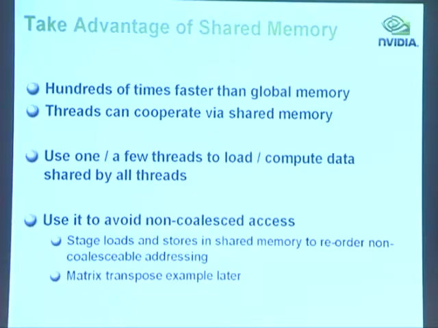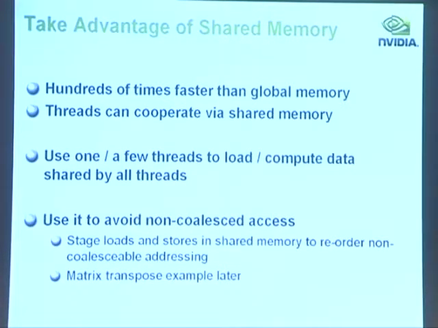There are a couple of times this will come up. You'll see one example in the transpose optimization example later. Sometimes you can use one or a few threads to load or compute data that's shared by all the threads. For example, if you have a single condition for some branch that all the threads will have the same, then sometimes it makes sense to compute that with one thread in the warp or in the block, store it in shared memory, and then synchronize, and then all the threads can read it.